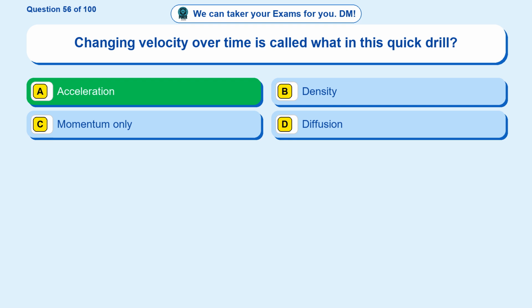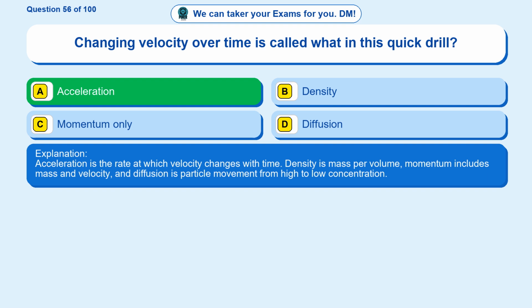The correct answer is option A, acceleration. Acceleration is the rate at which velocity changes with time. Density is mass per volume, momentum includes mass and velocity, and diffusion is particle movement from high to low concentration.